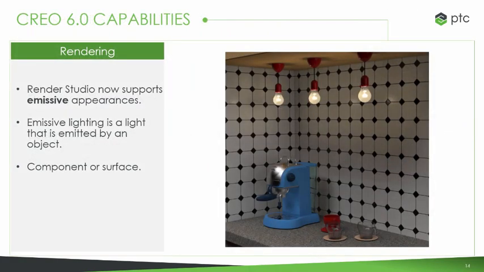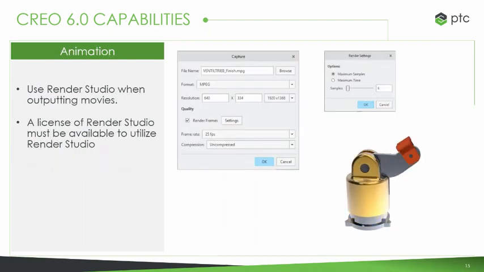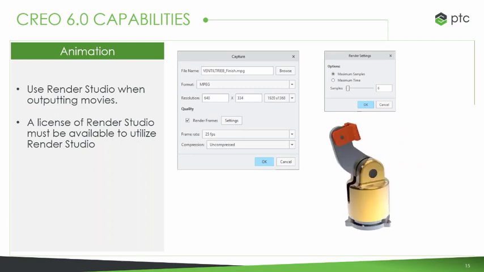In our latest release of Creo 6.0, Render Studio now has support for emissive appearances. What that means is if we have an object that's emitting light, we can see how that looks and also how it interacts with itself and the surroundings. Now we can take a component or a surface and build out some very cool, very realistic renders using the emissive lighting. Same thing with the animations. With Render Studio, you have the option to take your animations and render them. Take whatever you've built, control the quality and sample sizes, and make these animations look very clean and very professional.